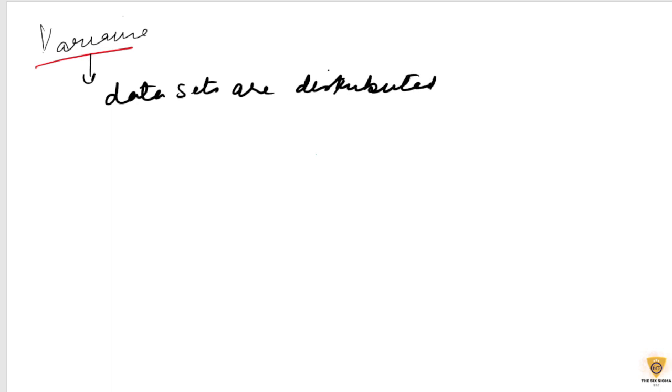And the calculation is taking the square of the difference between each point and the mean and then summing it up, and then we divide it by the total number of data points. So this is the calculation. I'll repeat it again.